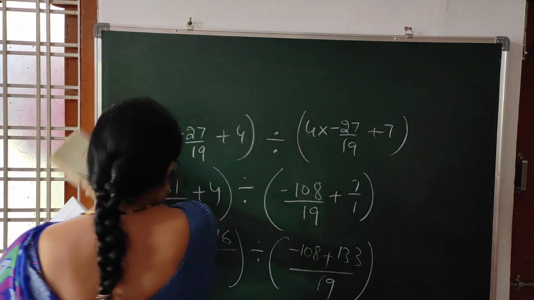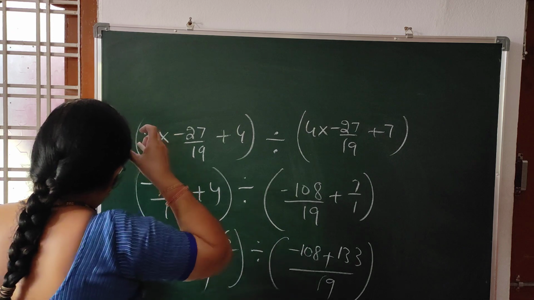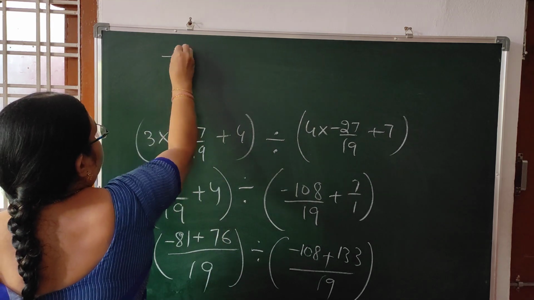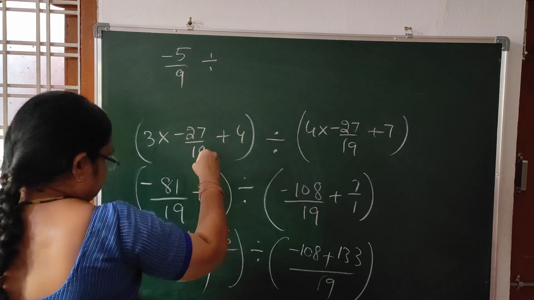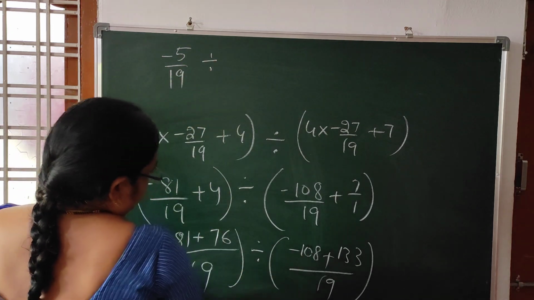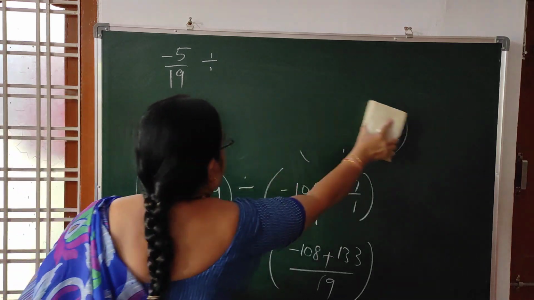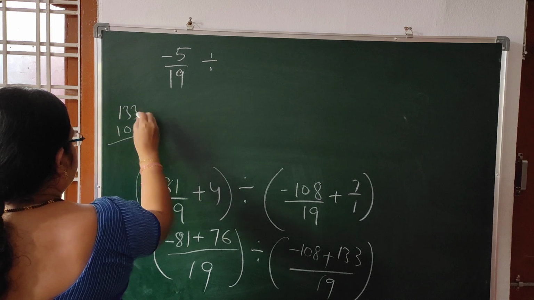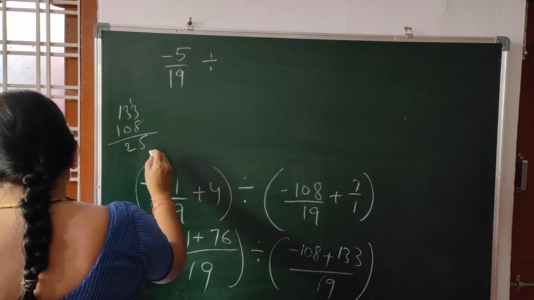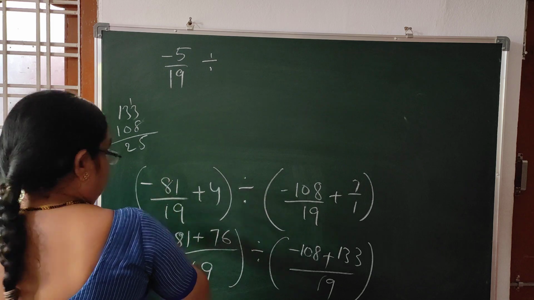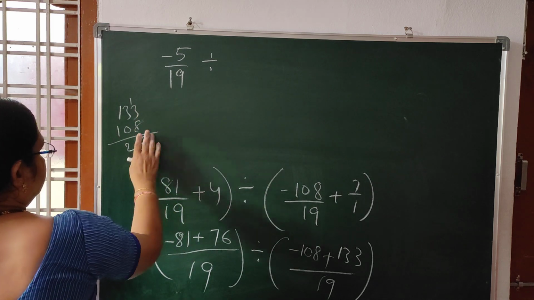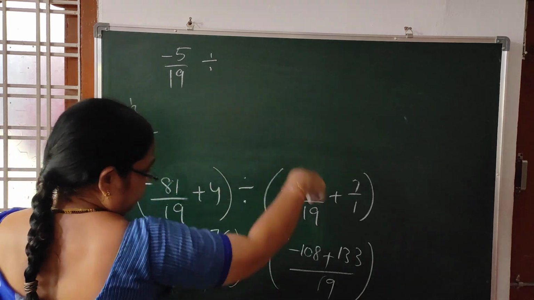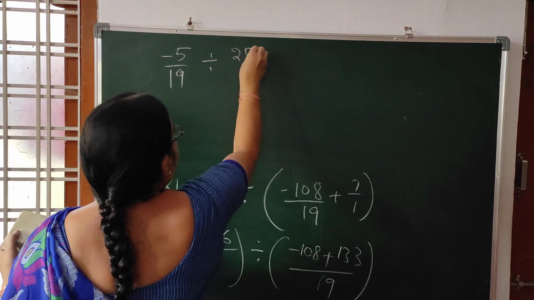Now minus 81 plus 76 is how much? Minus 5. So minus 5 by 19 divided by 133 minus 108. 133 minus 108 is how much? 25. 13 minus 8 is 5, 2. So this is 25 by 19.